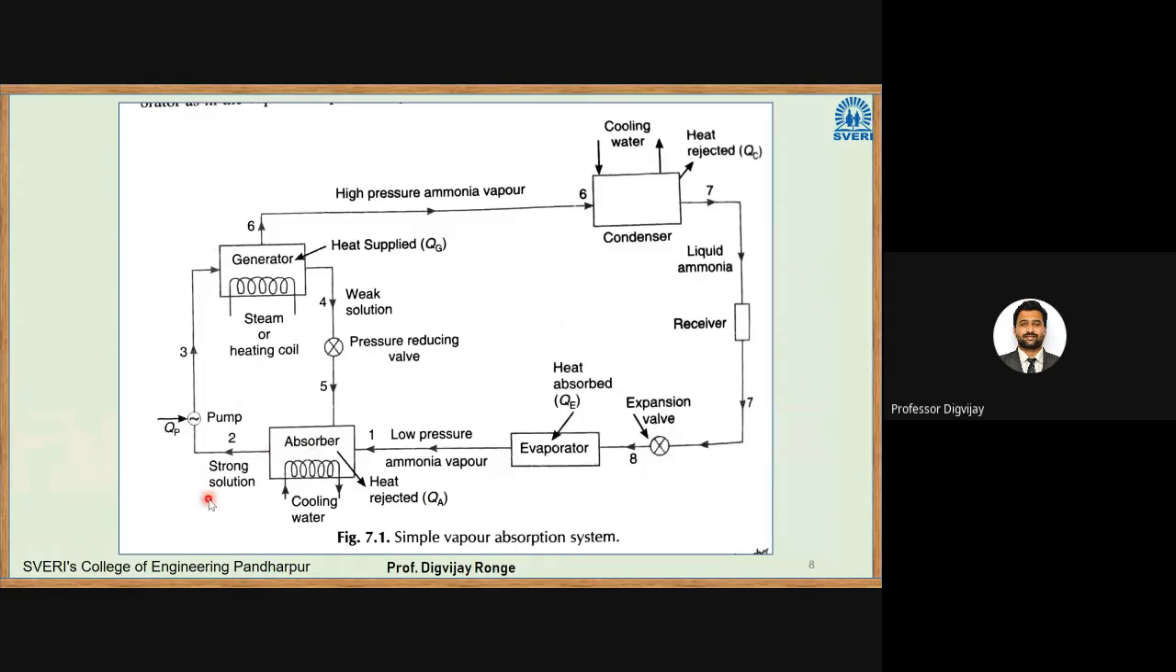So whenever I say strong solution, that means it has more percentage of ammonia. This solution is passed through the pump. Pump's function is to increase the pressure of the liquid mixture. So this strong mixture or strong solution is passed to the generator. Generatorचं function असतं की separate करायचे. So function of generator is to separate ammonia from the water. So in that case, we are supplying heat.